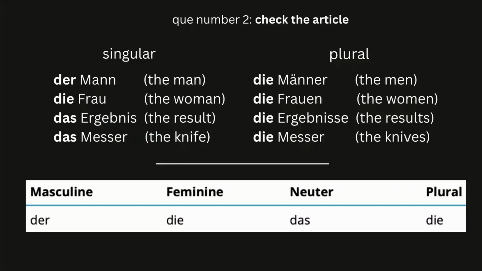Because it could just be feminine. Like for example, you see die Frau here. Imagine if die Frau, the plural version of it, was also die Frau. The method is really that you just have to know the gender of each word you're reading.